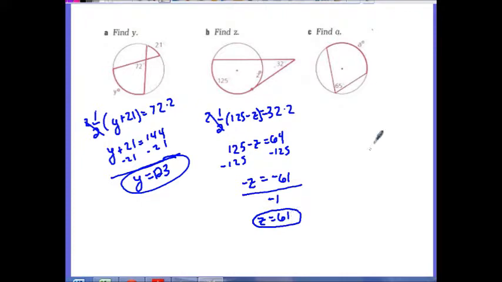And last but not least, we have an angle whose vertex is on a circle, which means that my angle is equal to half the arc. Again, let's double it, which means that A is going to be equal to 130. And we're set.